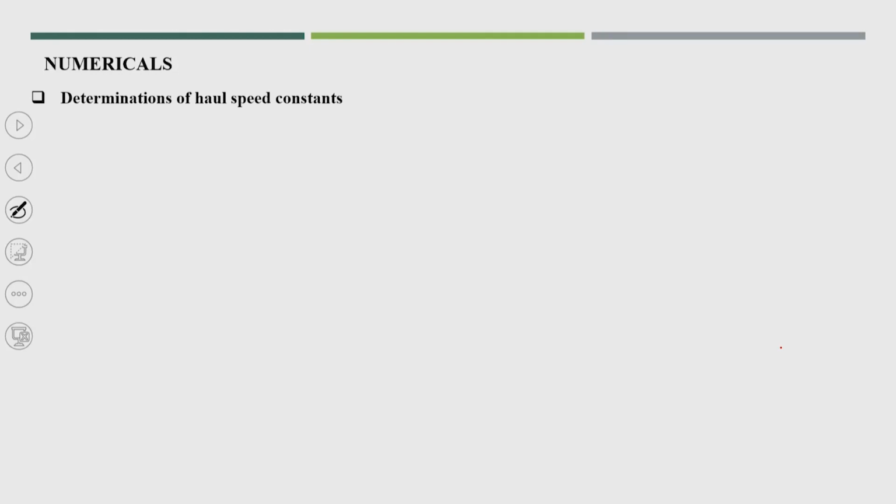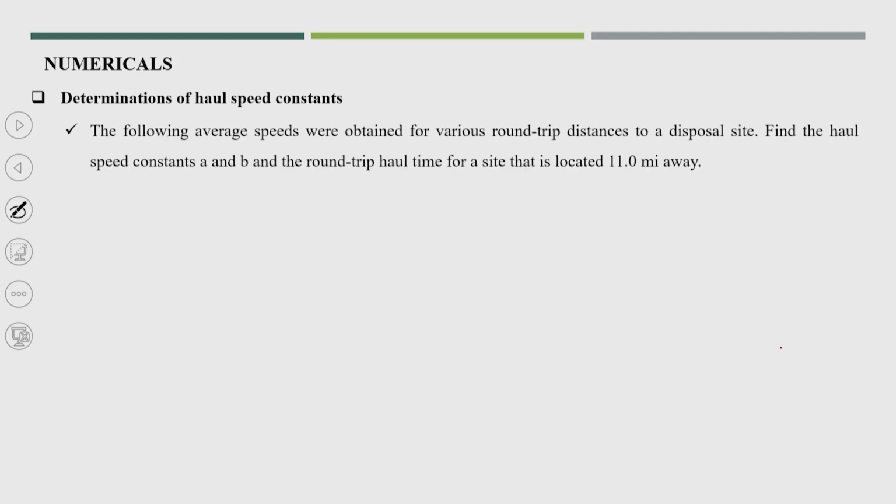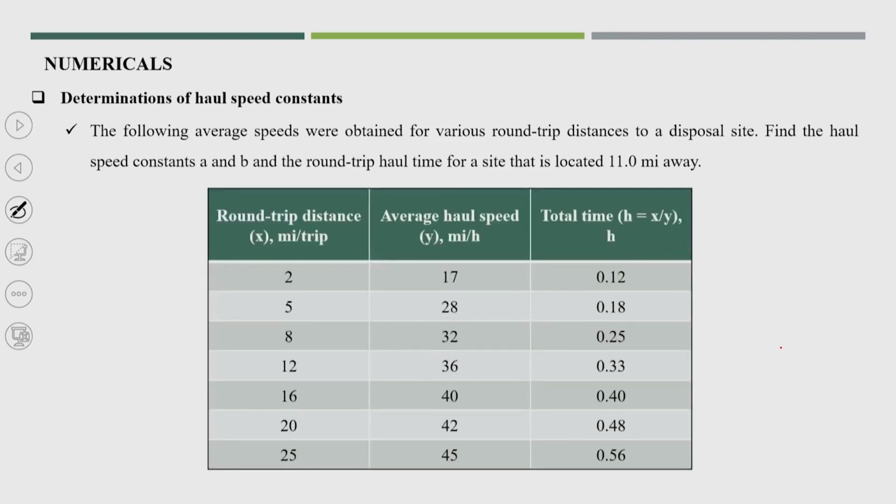Now, first we will go for the first numerical, to determine the haul speed constants A and B, which I told you in the previous slide, how best we can calculate. The following average speeds were obtained from various round trip distances to a disposal site. Find the haul speed constants A and B and the round trip haul time for a site that is located 11 miles away.